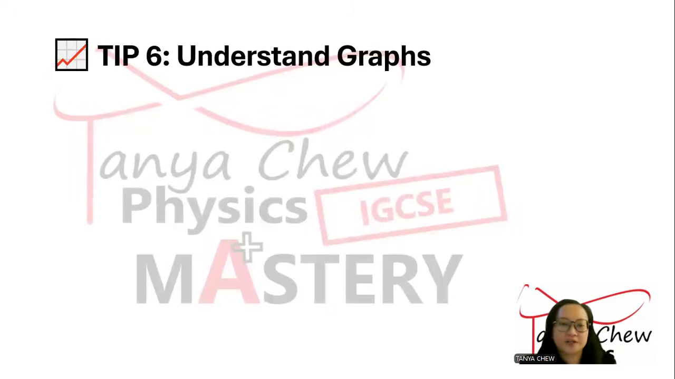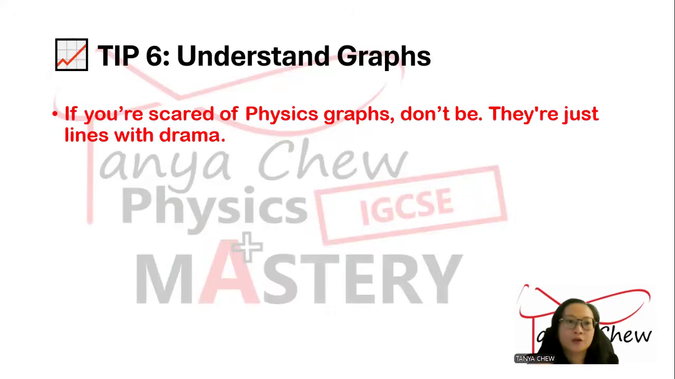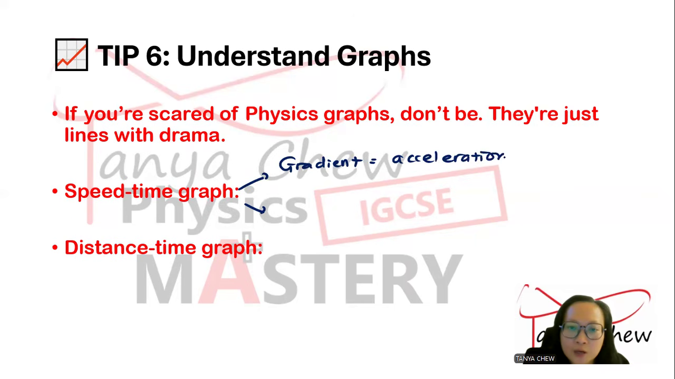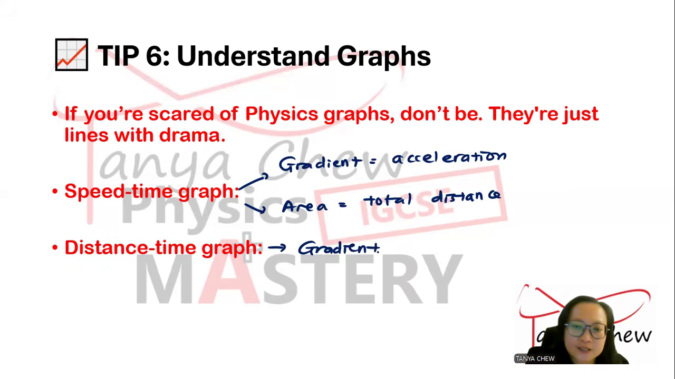Now, tip number 6: you have to understand the graph. If you're scared of physics graphs, don't be. They are just a lot of drama. The speed-time graph is very important. You have to understand that the gradient of the graph represents acceleration, and the area under the graph represents the total distance. For a distance-time graph, you can only find the gradient. The gradient of the distance-time graph is your speed. That's all.